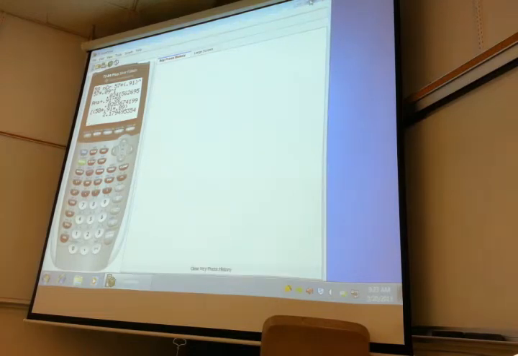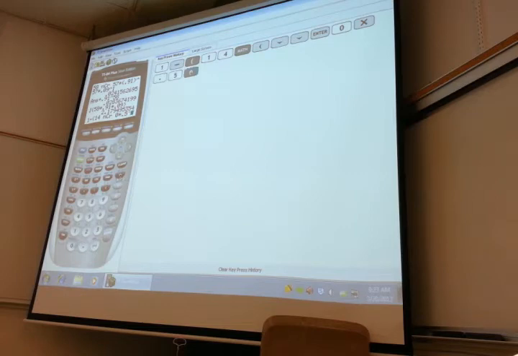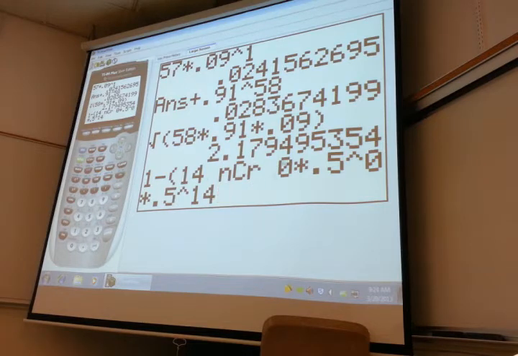Good. So to put this in, I'll do 1 minus, parenthesis, 14 choose 0, 0.5 to the 0, times 0.5 to the 14th. Now some of you guys might realize I could have just put in 0.5 to the 14th for that, because the other 2 pieces to this are 1. 14 choose 0 is 1, 0.5 to the 0 is 1, but I'm just going like I don't know that.